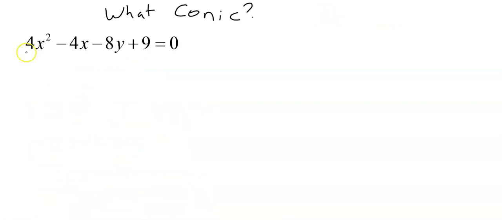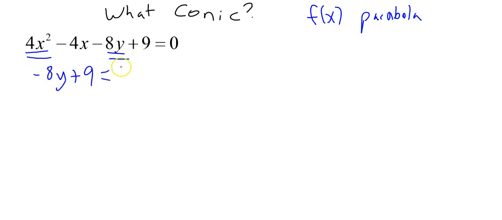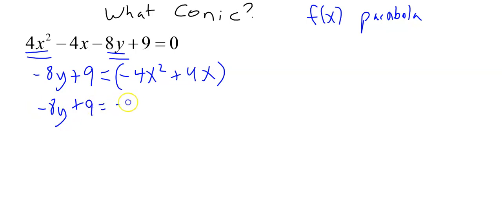This one again, look at the largest degree terms. We've got x squared, and y to the first power. That's definitely another f of x parabola here. So again, very similar to what we've done before. So negative 8y plus 9. This one might not work out as well. Let's see. Negative 4x squared plus 4x. And you want to pull out the GCF here. Actually, you can pull out a negative 4 here. That's right. So x squared minus x plus blank.